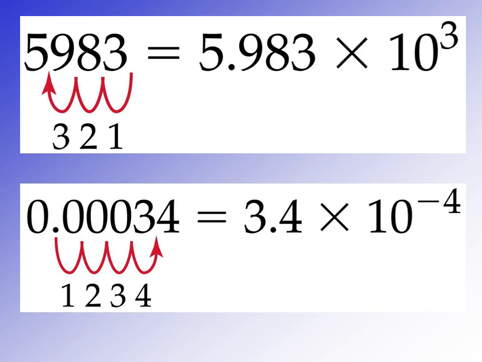If we take 0.00034 and convert this into scientific notation, first thing we notice is it's a number less than 1, so we know that the exponent is going to be a negative power of 10. When we move the decimal, our base number is going to be 3.4, and our power of 10, since we moved it 4 places to the right, is going to be a negative 4, hence giving us 3.4 times 10 to the minus 4th power.